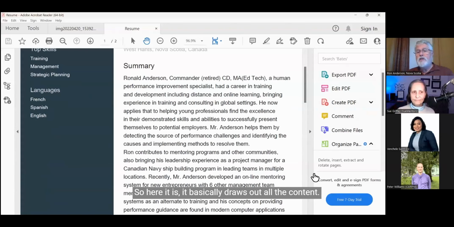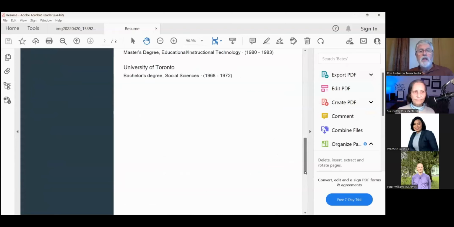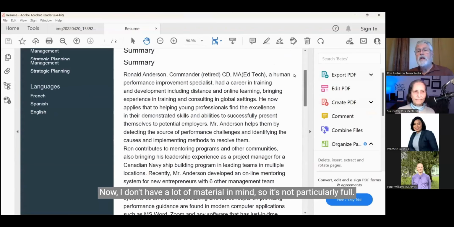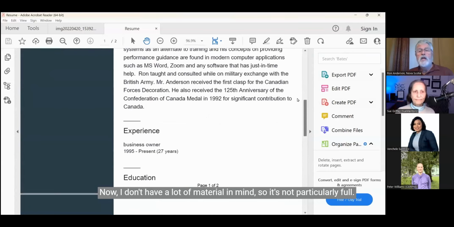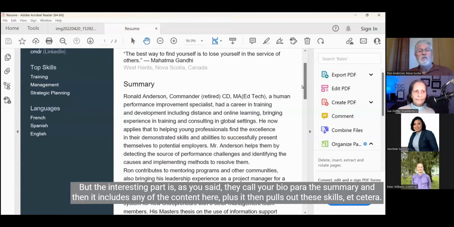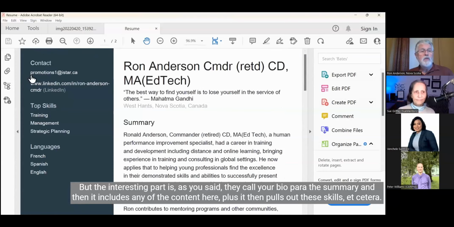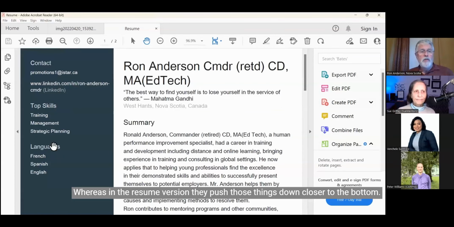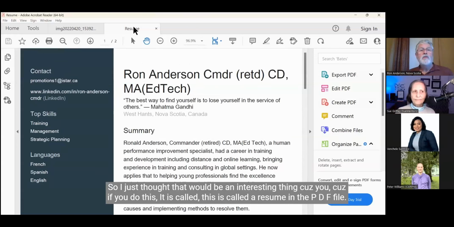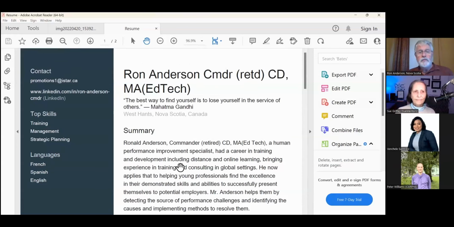So here it is. It basically draws out all the content and then goes to the end with your education and so on. Now, I don't have a lot of material in mine, so it's not particularly full. But the interesting part is, as you said, they call your bio paragraph the summary, and then it includes any of the content here. Plus, it then pulls out these skills, et cetera. Whereas in the resume version, they push those things down closer to the bottom. So I just thought that would be interesting, because if you do this, this is called a resume in the PDF file.